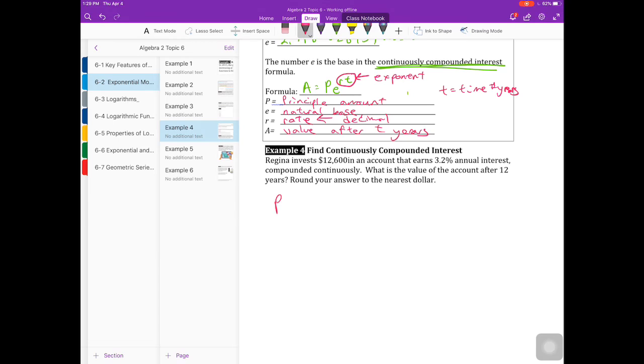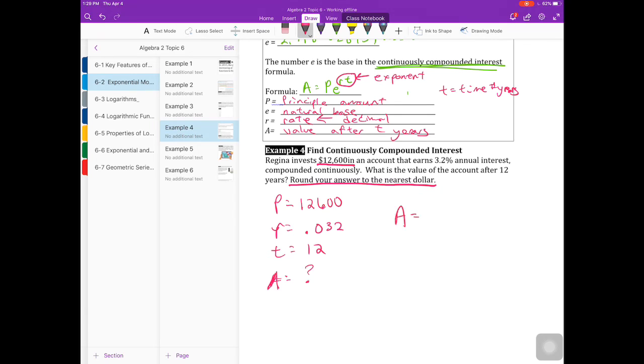So what I always do is P equals, R equals, T equals, and A equals, and we're going to fill all of this in. So Regina invests $12,600, so that is our principal, in an account that earns 3.2% annual interest. So we're going to put that as 0.032 compounded continuously. What's the value in the account after 12 years? And we're rounding to the nearest dollar. So A is our unknown. That's what we're trying to find.